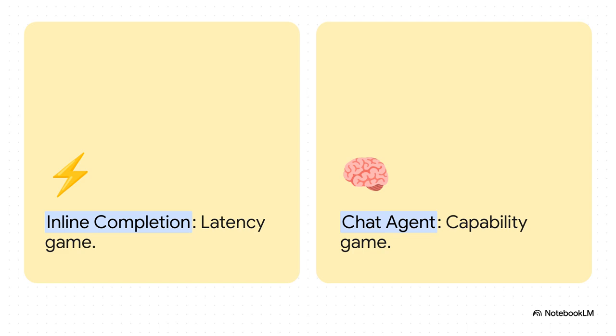But when we switch gears over to chat or agent mode, we can slow down. This is a deliberate, multi-file capability game. You can afford seconds of latency here because you're leveraging massive models and complex retrieval augmented generation across your entire repository. So it's raw speed versus deep thought.